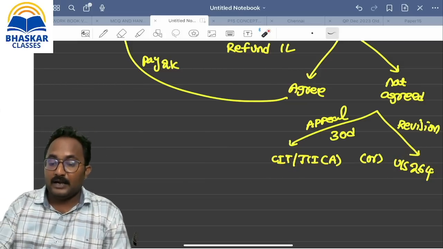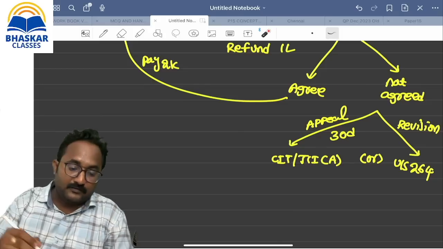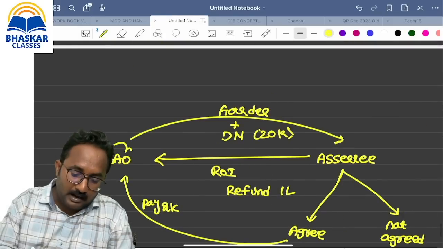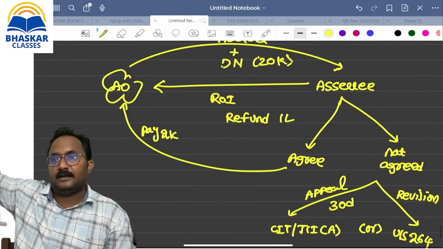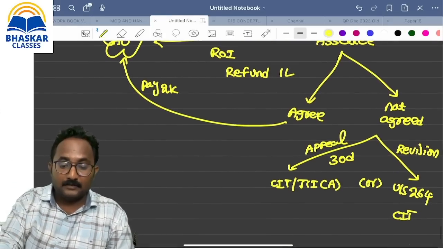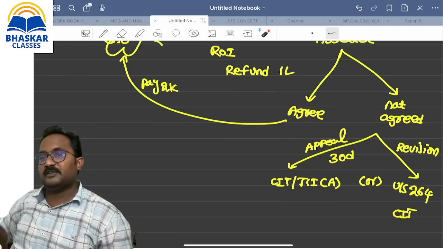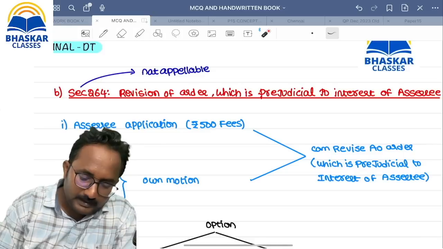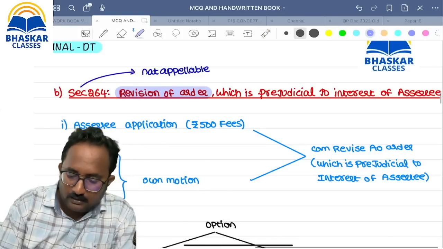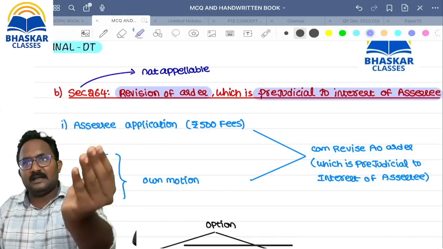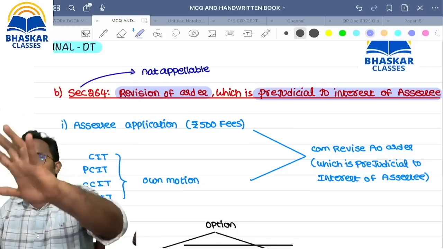But can you tell me when you have a chance to make an application for revision in front of CIT, ma? Here also the revision can be done by whom, ma? CIT. Because this order was given by whom, ma? AO, so the revision can be done by whom, ma? CIT. Remember, after expiry of 30 days only, you have a chance to make an application for what, ma? Revision. Now we can check it from this, ma. Revision of an order which is prejudicial to the interest of whom, ma? SSC. Prejudicial means what, ma? Against. If any order is against the SSC, that order can be revised in favor of the SSC.